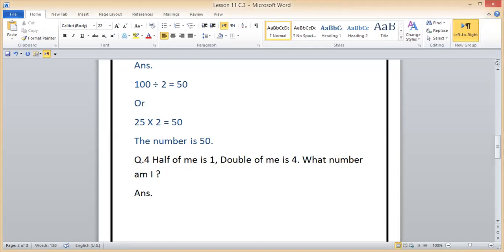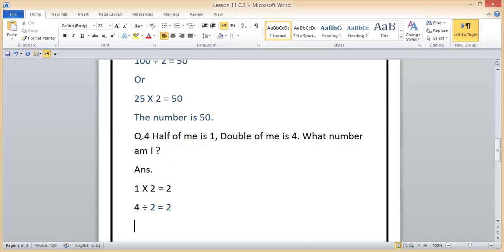Half of me is 1, so you will find out the double. You write the answer 1, then multiply it by 2. 1 by 2 equals 2. And the double of me is 4, so find out half of 4. Write 4 first, then use divide. It is also equal to 2. This is question number 4. This is the answer, and you will say, sir, the number is 2.